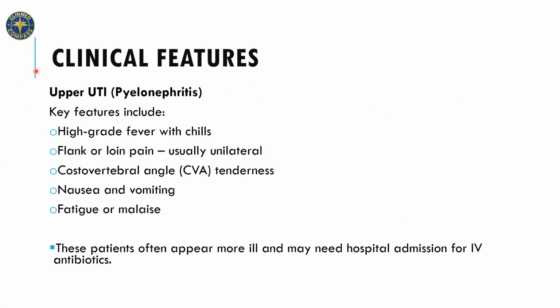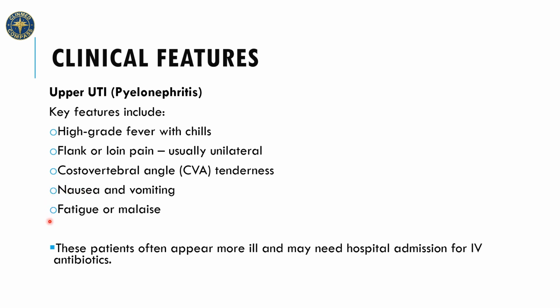The upper UTI, which is pyelonephritis, is more severe. Patients may have high-grade fever with chills, flank or loin pain, which is usually unilateral but could be bilateral, costovertebral angle tenderness, that's the renal angle tenderness, nausea and or vomiting, fatigue, and malaise.